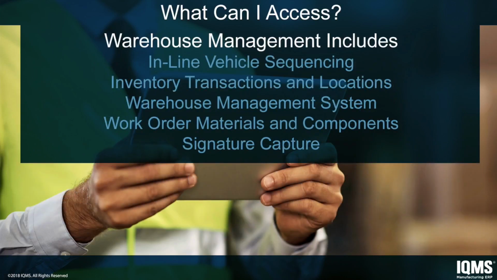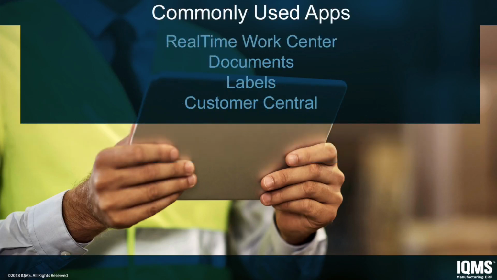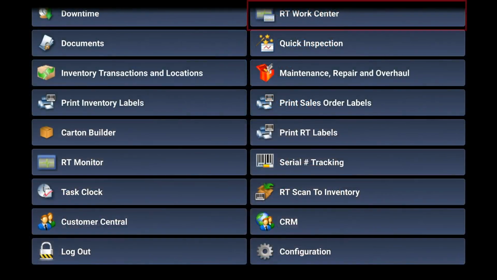Mobile applications provide users access to warehouse management, including inline vehicle sequencing, inventory transactions and locations, warehouse management system, work order materials and components, as well as signature capture. Let's take a look at the 4 most commonly used apps, beginning with the Real-Time Workcenter screen.